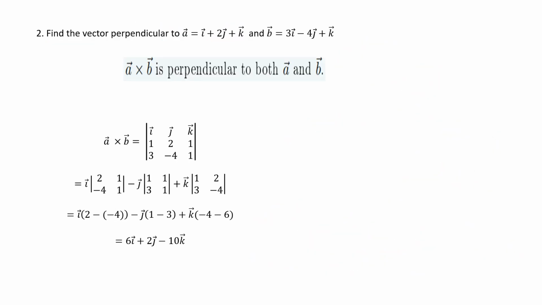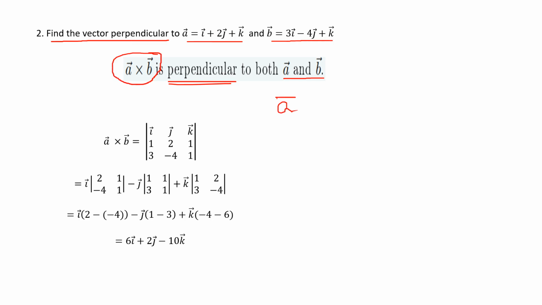Let us move to the next question. Find the vector perpendicular to a vector as well as b vector. So there is a condition. When I say the vector is perpendicular to both a vector and b vector, it is nothing but the cross product between the two vectors.